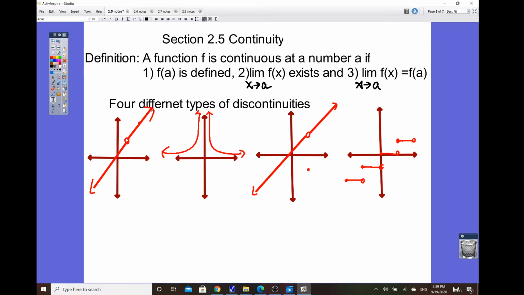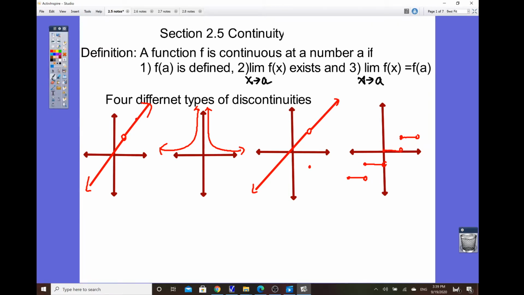For the first one, as you can see, there's a straight line going through, but there's a hole in the middle of the line right here. Anytime you see a hole like this, without any external point underneath or right above, this is called a non-removable discontinuity.